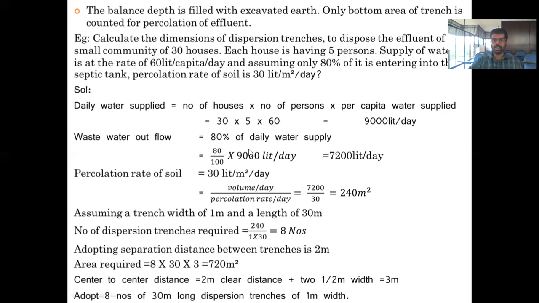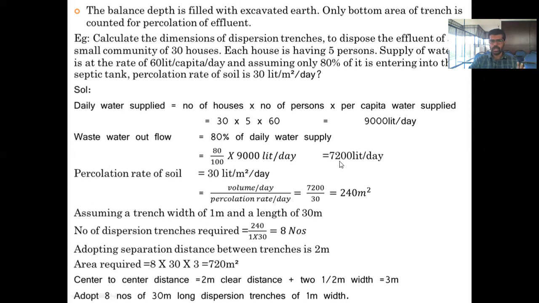So volume per day. How much is the volume per day? 7,200 liter is the volume. Okay, 7,200 divided by population rate. How much? 30 liter per meter square per day. So that is the population rate of the soil.